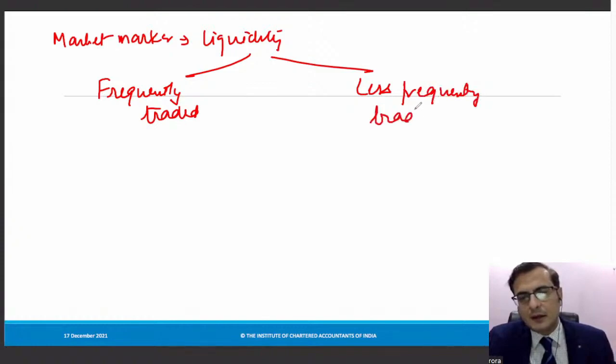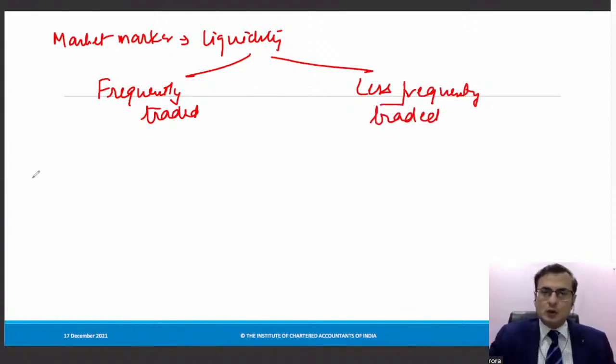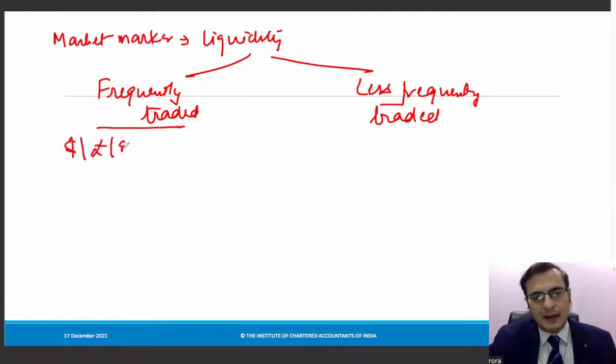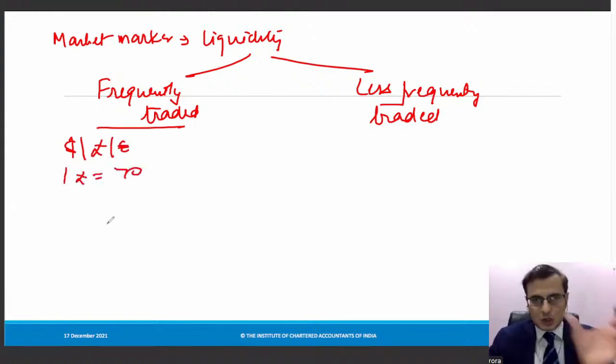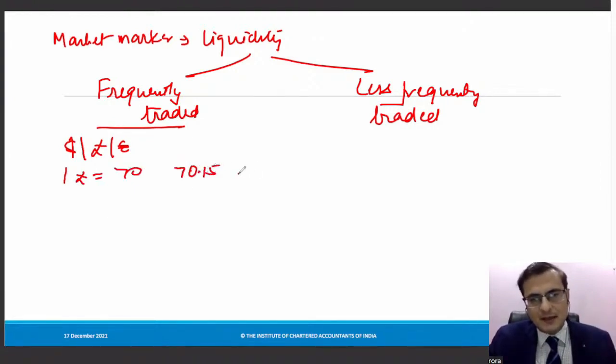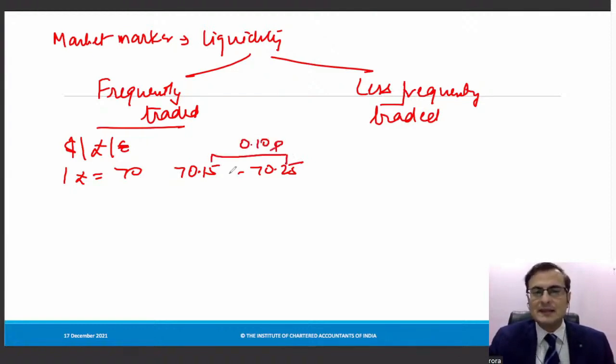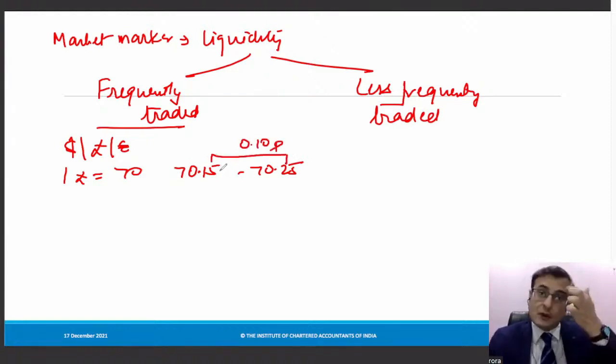So beta, when you go to any bank, what is the frequency? Let's say dollars, pounds and euros and a lot of them. So I would say $1, let's say, is equal to 70. Bid and ask will be something like this: 70.15 and, let's say, 70.25. So you can see beta the spread is about 10 paisa, isn't it? 70.15, what is that?